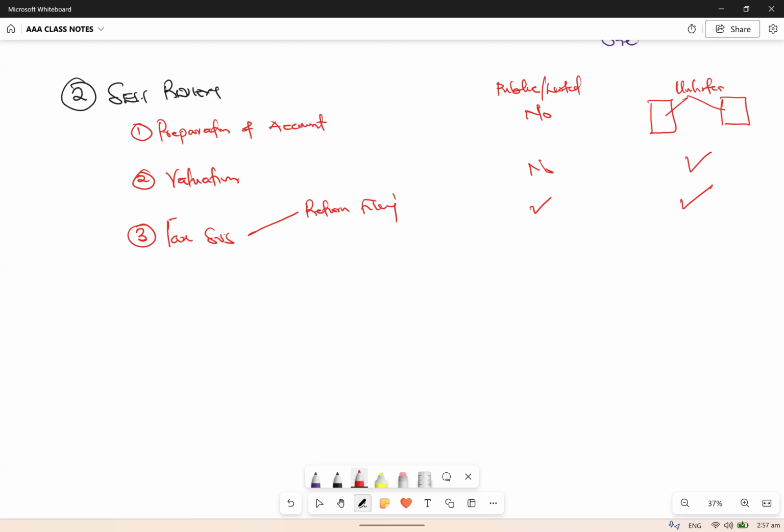Then two, we have the tax calculation itself. Obviously, the tax calculation will put a figure in the financial statement. And so when it comes to a public or listed entity, it is a no-go area. But for a private entity, separate teams can be used. Separate teams can be used.